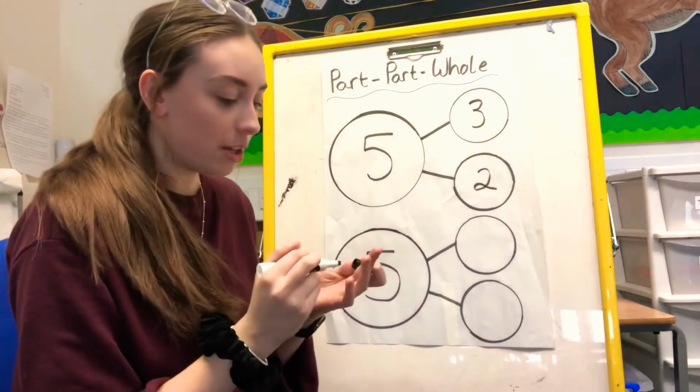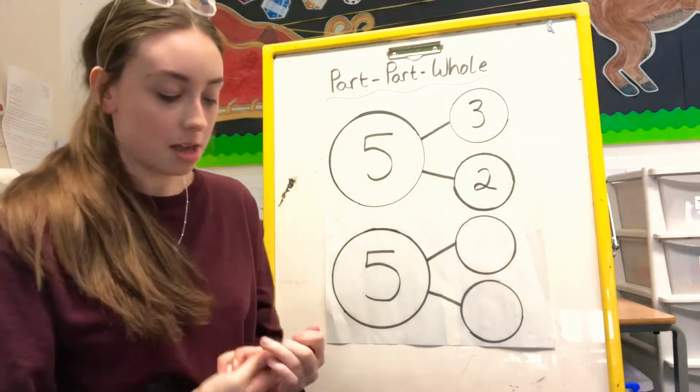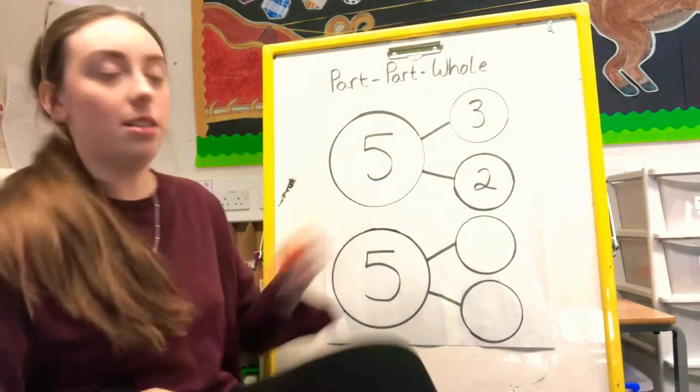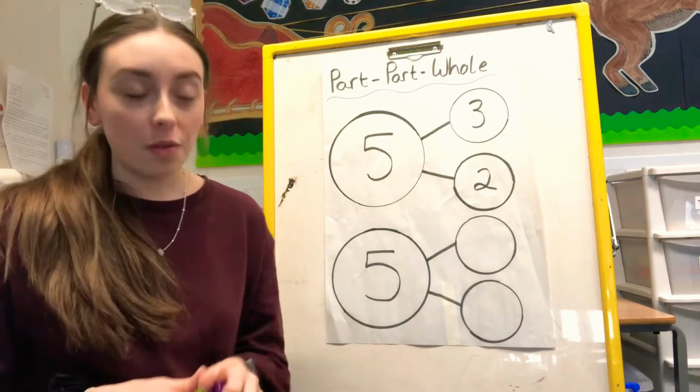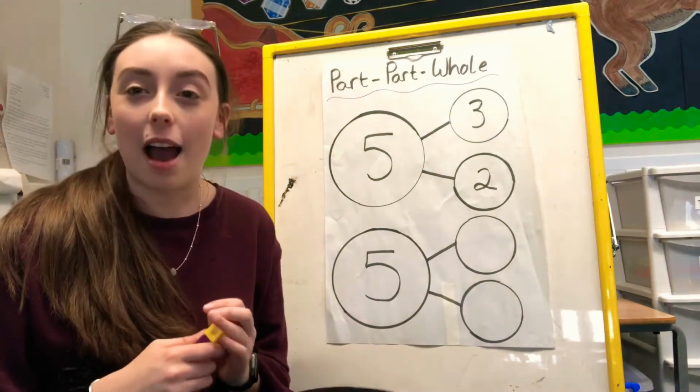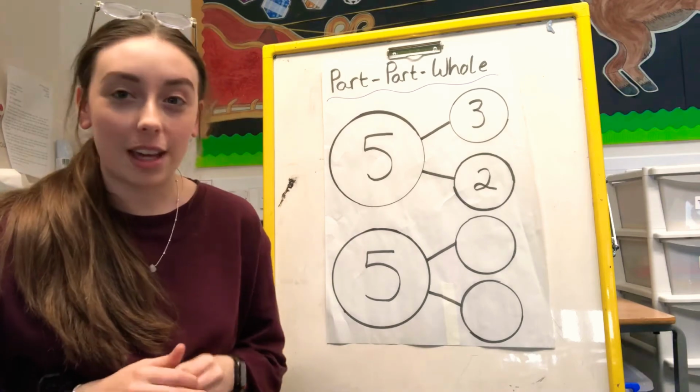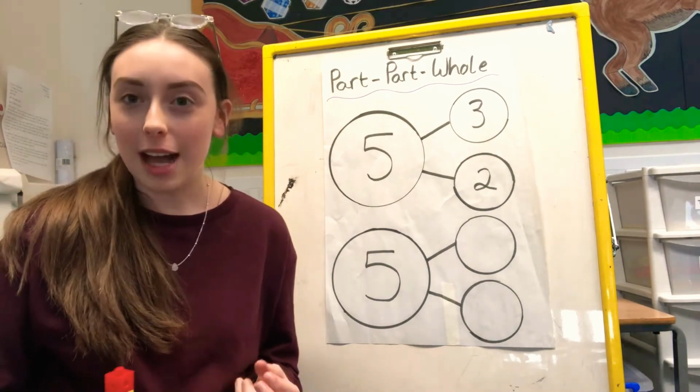Amazing. So as you can see, I've got another part-whole here. And that means that this isn't the only way we can split 5. Can you find the other way we can split 5 with your objects? Can you figure it out? Can you tell your adult next to you?